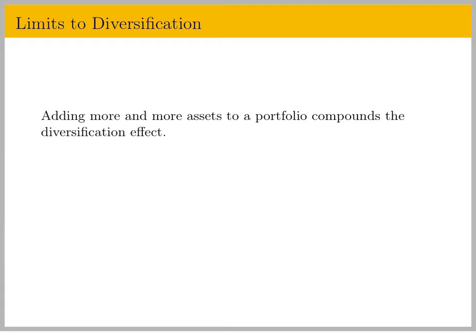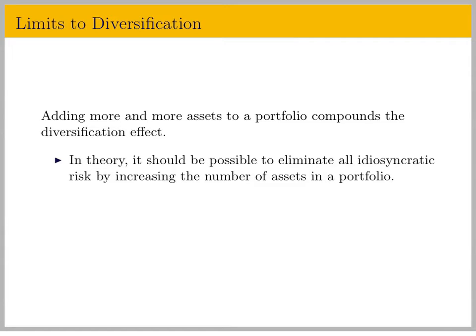Now, as we add more and more assets to the portfolio, that compounds this effect of diversification, only if they're not all perfectly correlated with each other, which is actually a very unlikely thing to find in practice. So in fact, as you add many, many assets to a portfolio, since they're not perfectly correlated, each one reduces the risk characteristics of the portfolio. In theory, it should be possible to eliminate all idiosyncratic risk by increasing the number of assets.